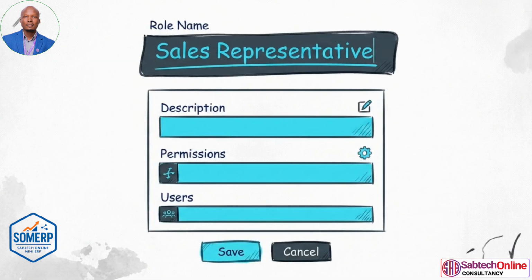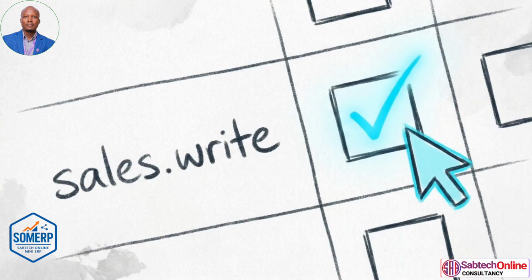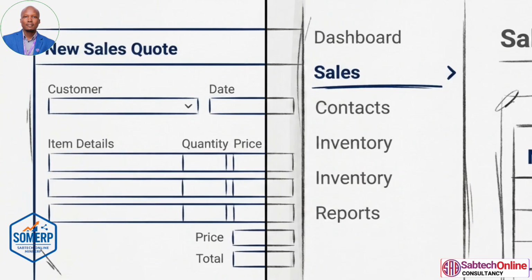Navigate to Master Data, select Roles, and create a specialized profile. Let's draft a role specifically for a sales representative. Instead of giving them global access, check only the specific permission boxes they need, such as sales.write, ensuring they can issue quotes and orders without ever seeing your purchasing ledgers.